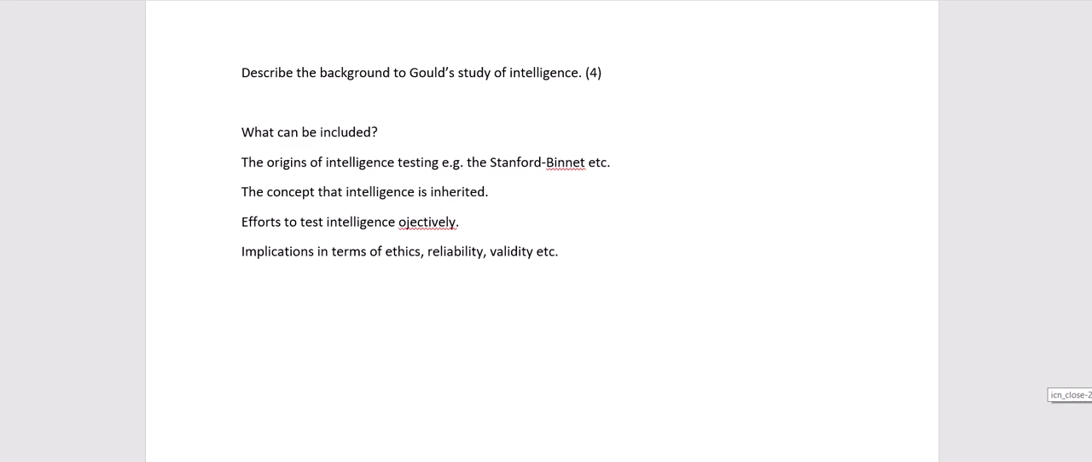So the kind of things that you can include in this question. Remember, this question is the background to Gould's study of intelligence. So it's not describing Gould's aims. As soon as you start describing Gould's aims and what he wanted to find out, then you're not answering the question. So you can't include that. But what you need to include is the background, okay?